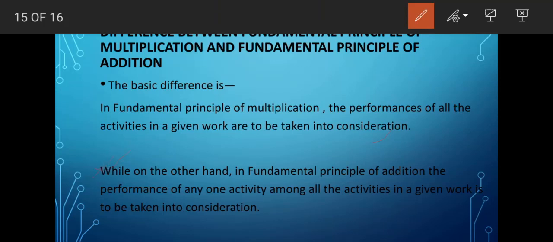While on the other hand, in the fundamental principle of addition, the performance of any one activity among all the activities in a given work is to be taken into consideration. Suppose in a particular task several activities are to be performed. In the case of the fundamental principle of addition, the performance of any one task under this main activity will have to be performed, and that has to be taken into consideration. So the basic difference is this only.